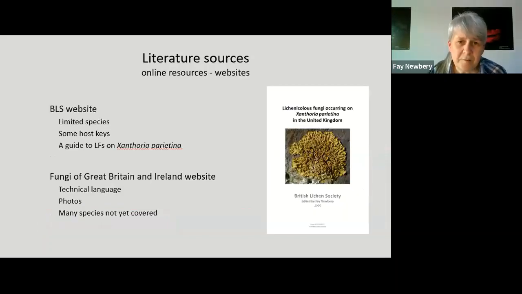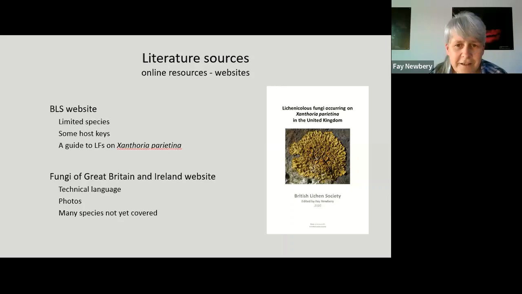Other literature sources, you can go online for some of your resources. You can go to the British Lichen Society website. The advantage there is that the material that is available is written in more approachable language. But unfortunately, there are a limited number of species being dealt with. There are a couple of host keys, so that if you know the host, you only have to key out the species that can grow on that host, which is really then limiting you to a small group. And often the key will work well, and the key is as untechnical as possible. And one of the things that's been done is to combine a host key with descriptions for all the fungi to form a guide.